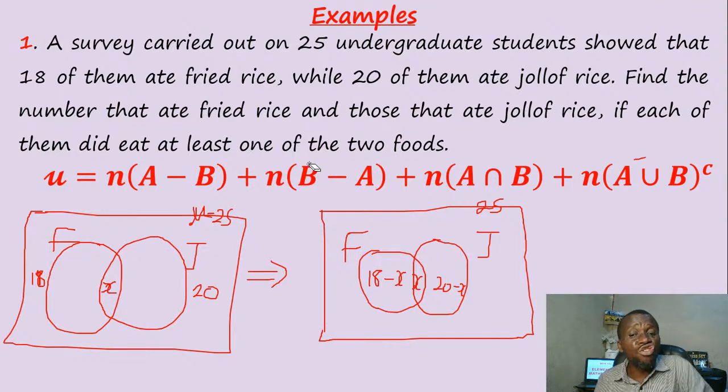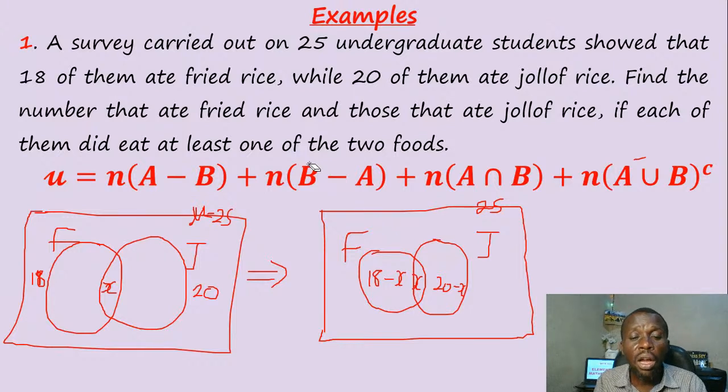Now, I try to redraw my Venn diagram. So redrawing my Venn diagram now that I want to take that 18 inside. If I have to force the 18 inside, that center, which is the intersection, has to be minus. So that means it will be 18 minus X. If I have to take 20 inside, it will have to be 20 minus X. I need to do that in order for me to get my answer properly.